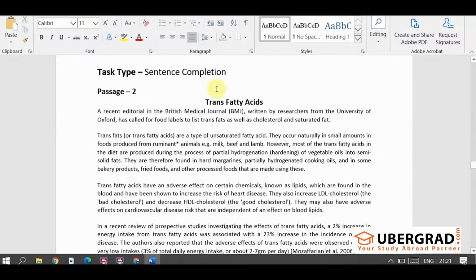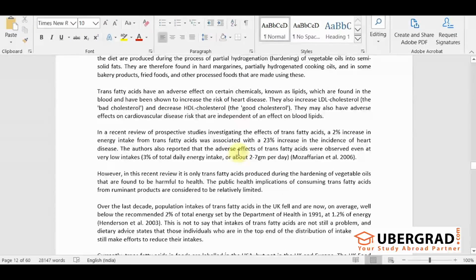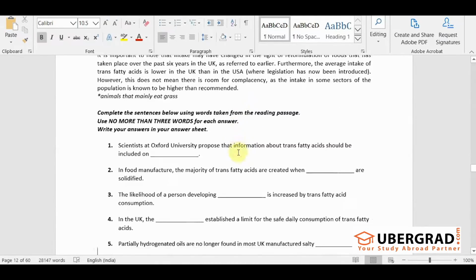The passage is about trans fatty acids, right? Let's understand what we have to do over here. These are nothing but simple fill in the blanks answers.